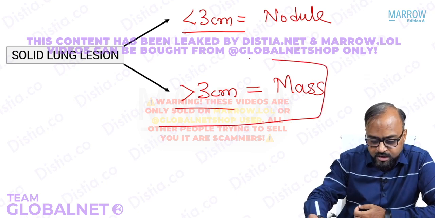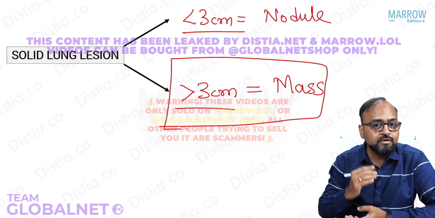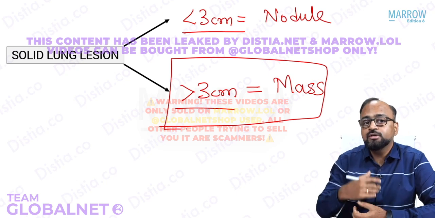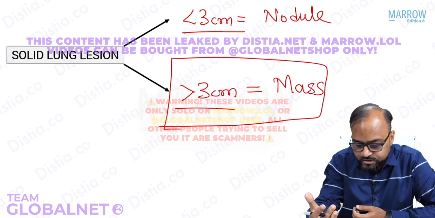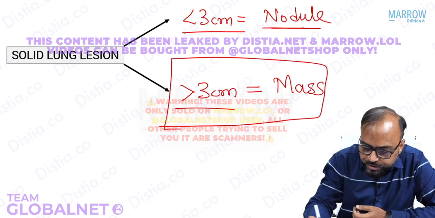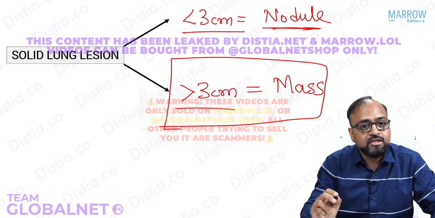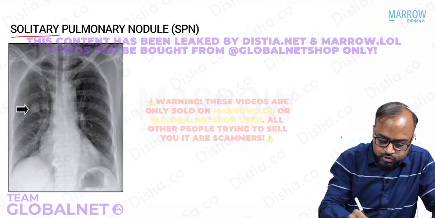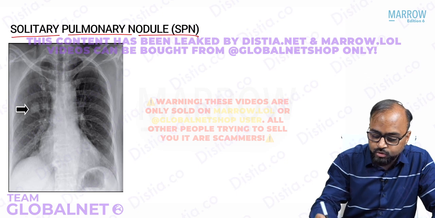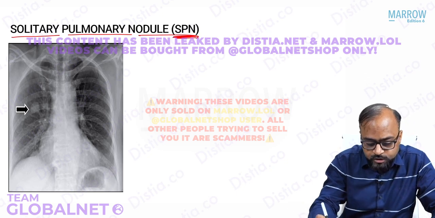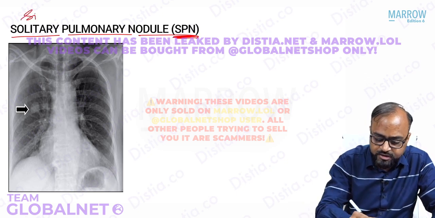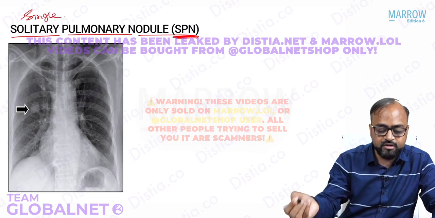So whenever you see a mass, it always has to be evaluated further by doing a PET scan or doing a biopsy, because we want to rule out malignancy. What if we see a solitary nodule less than 3 centimeters in size in the lungs? This condition is given a name. It is called solitary pulmonary nodule. So what is a solitary pulmonary nodule? As the name suggests, it is a single nodule within the lung.